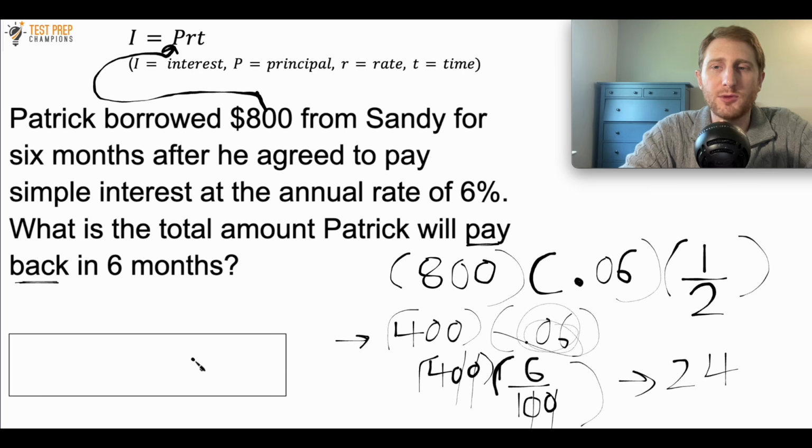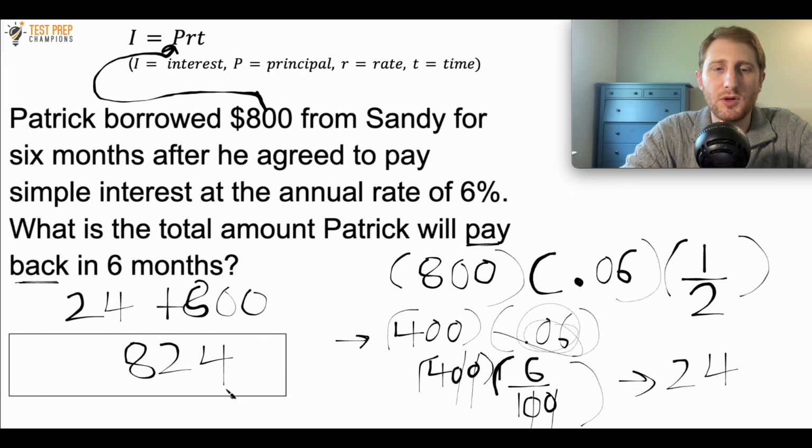So now that we have 24, what we have to do is add that back to 800. So remember earlier on in the question where I underlined the payback, I did that just to remind us that 24 is not the final answer here. So to get the final answer, we have to do 24 plus 800, which gives us 824. So the final answer here is 824.